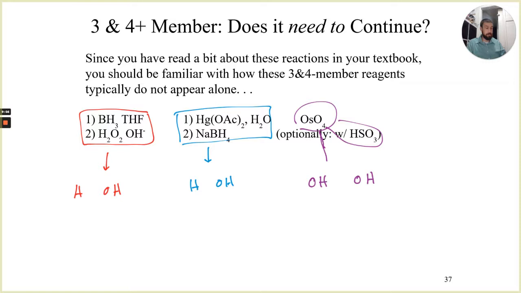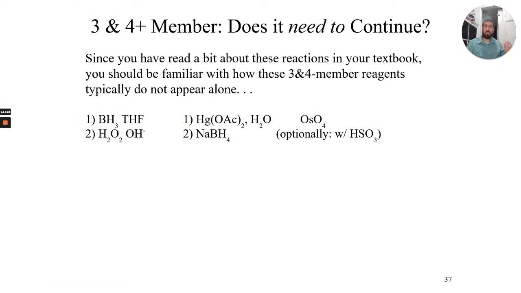Okay? So you will note these two result in the exact same addition, both H and OH. Why would we have one versus the other? Okay, well, that's really going to come into play when we go through and look at the mechanism, which we technically already did. So what's the deal? What's going on with that? Why would I need two different reagents?